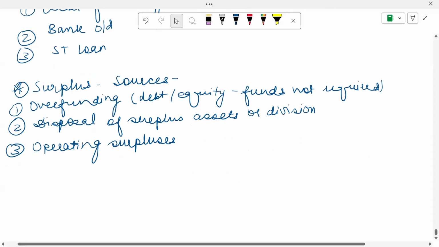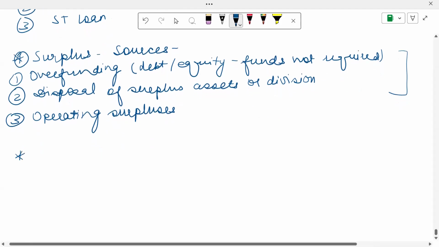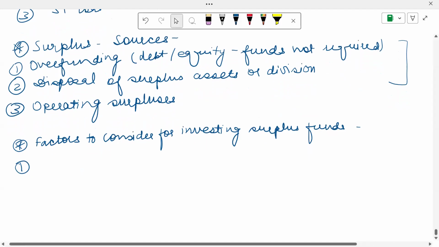Now, let's suppose a business has surplus. So what factors will it consider for investing the surplus funds? So let's see the factors to consider for investing surplus funds. Now we have surplus funds lying with us at the moment. So what factors should we keep in mind before we invest those surplus funds?